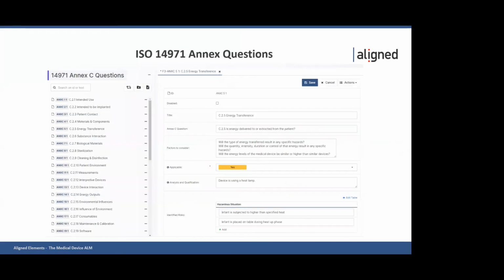And in a system like Aligned Elements, you can find predefined libraries which have information that is very similar to these questions. Again, you have information about the question, and you can then say, is this applicable or is it not? And if it is applicable, you can then list your hazardous situations here, and then continue later on with the evaluation. So another great way, and I think a very common way to do risk identification, is to use these questions. They do have their merit, I think.